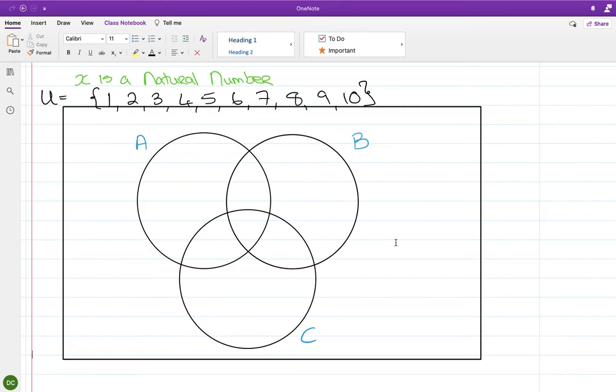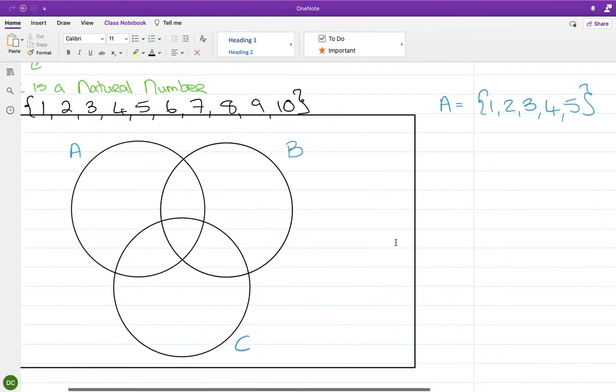Try and get into the habit of drawing a big Venn diagram. There's nothing worse than really squishy tiny Venn diagrams and then you can't see the numbers, so don't do that. Okay, so A, it says, is the first 5 natural numbers. I'm going to write my sets over to the side, so the first 5 natural numbers are 1, 2, 3, 4, and 5. Can you see that? Okay.